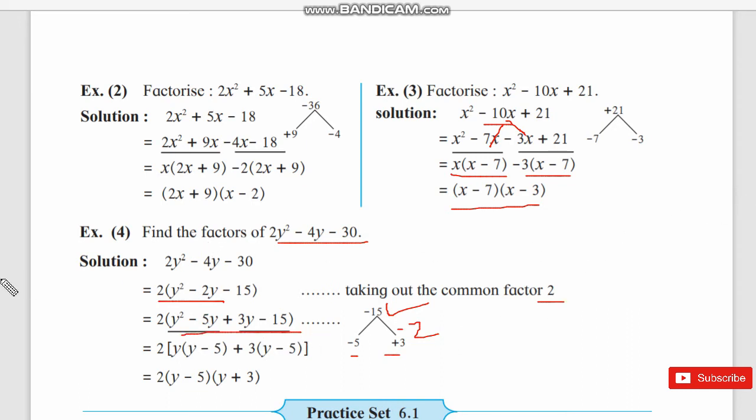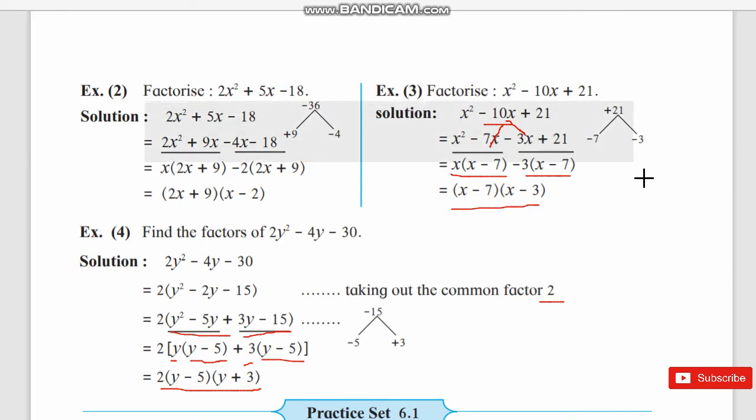And what do we get? Let us see, 2 into bracket y square minus 5y plus 3y minus 15, and making two groups of the 4 terms, what do we get? Y square minus 5y, plus 3y minus 15. So what do we get here? Y as common, y minus 5, 3 as common, and y minus 5. Therefore 2 into bracket y minus 5, y plus 3. So students, these are the solved examples which have been given in the textbook.